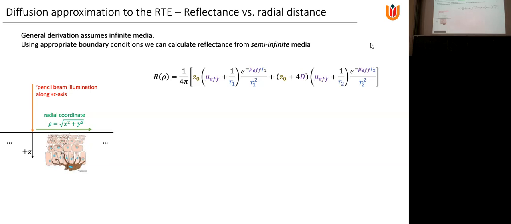It looks complicated. But if you look closer, between the square brackets are two terms separated by a plus. These correspond to these two light sources. They look more or less similar.